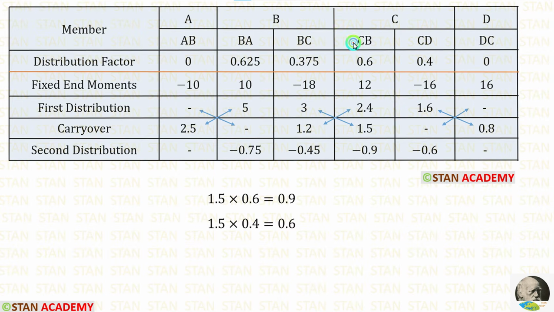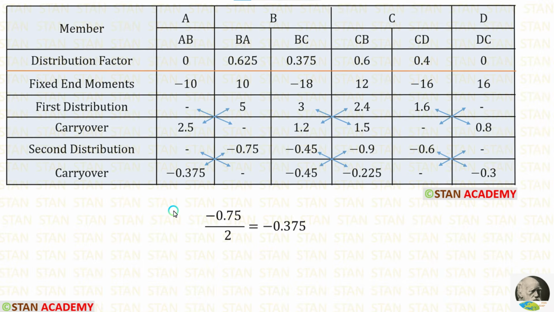First, let us make the distribution for CB. For that, we have to multiply this value with the distribution factor at CB. When we do that, we are getting a positive value. So, we are entering inside the table as negative. Now, let us do the distribution for CD. For that, we have to multiply this value with the distribution factor at CD. When we do that, here also we are getting a positive value, so we are entering inside the table as negative. Now let us make the carryover.